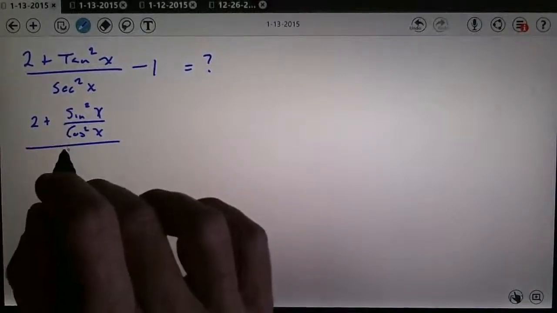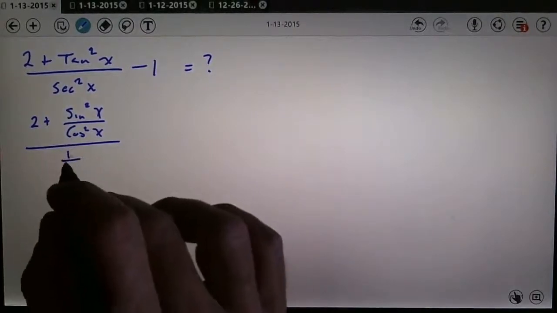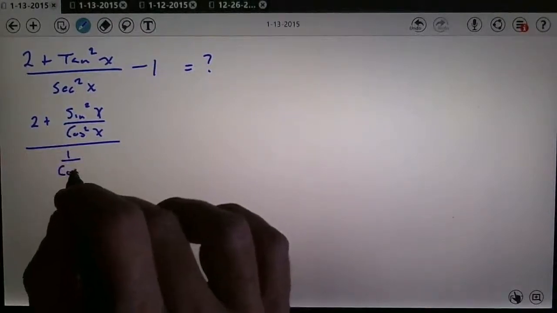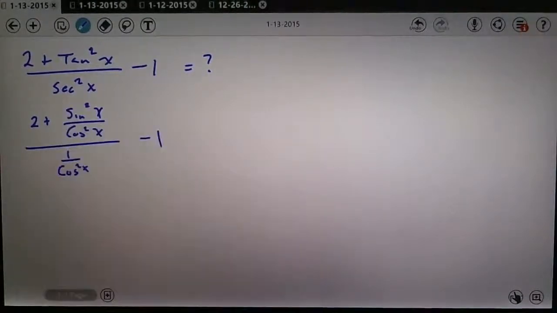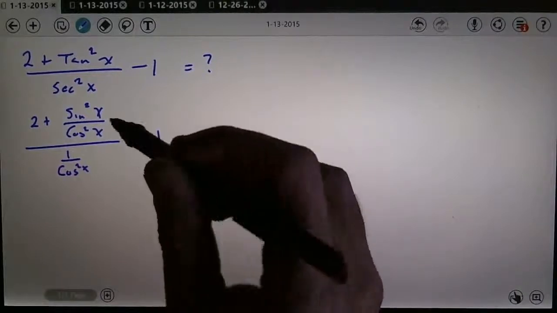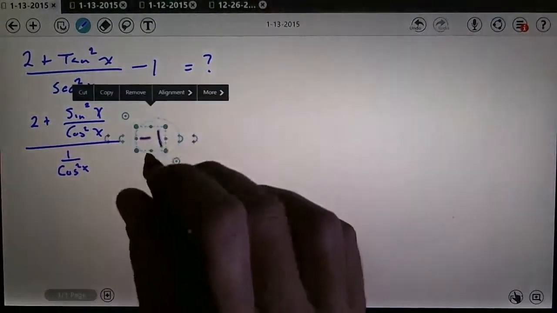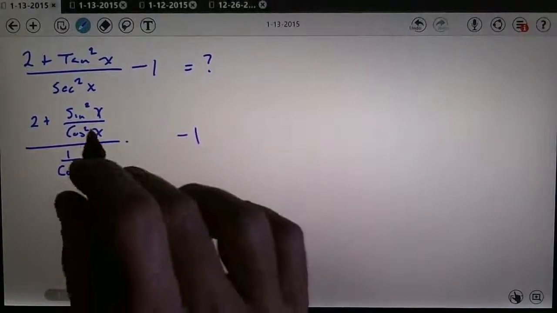Likewise, the secant squared, well, the secant of x is 1 over the cosine of x. So this would be 1 squared over the cosine squared of x, right? Minus 1. So that is equal to this. At this stage, I would move this 1 over, because it's in my way. I'm going to multiply by 1 here.